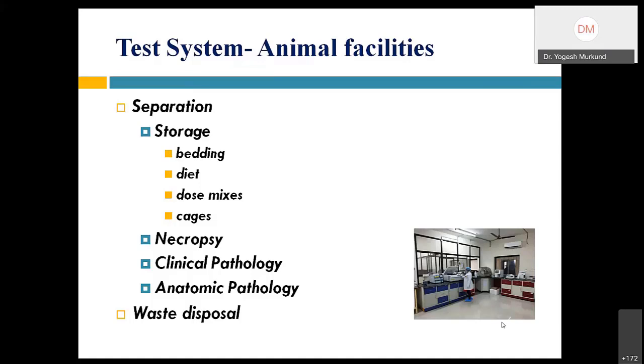Then you have, as we discussed, necropsy, clinical pathology, anatomic pathology. These areas again have a lot of chances of cross contamination. They may spread infection. A lot of biological material is handled. Fumes are there, chemicals are there. So you need to have a very separate dedicated area for this, and you also should have a proper waste disposal area.